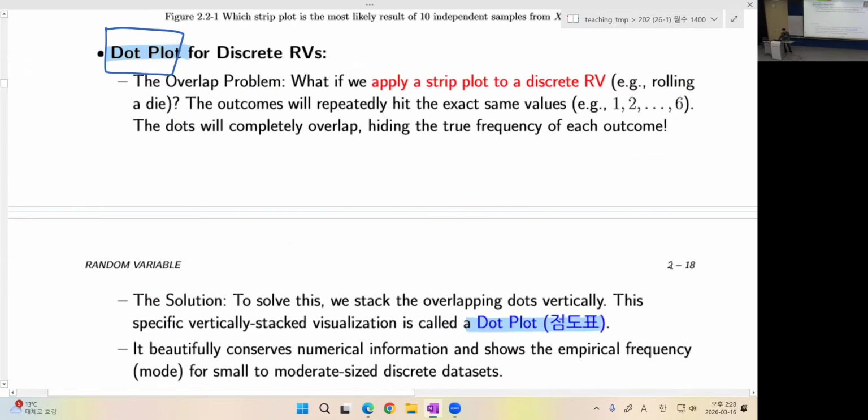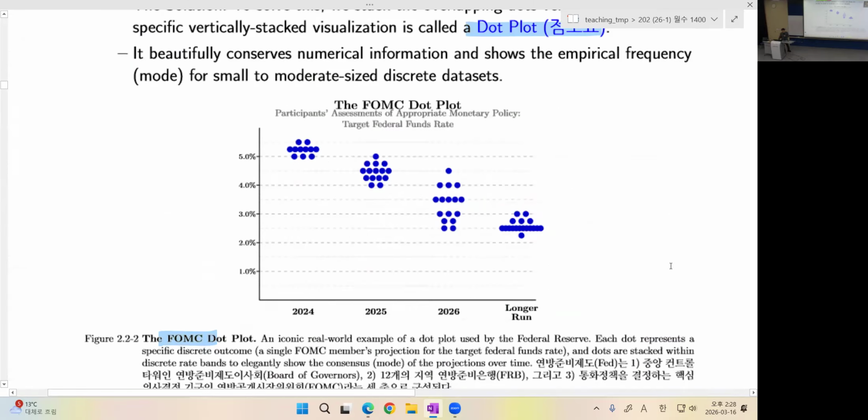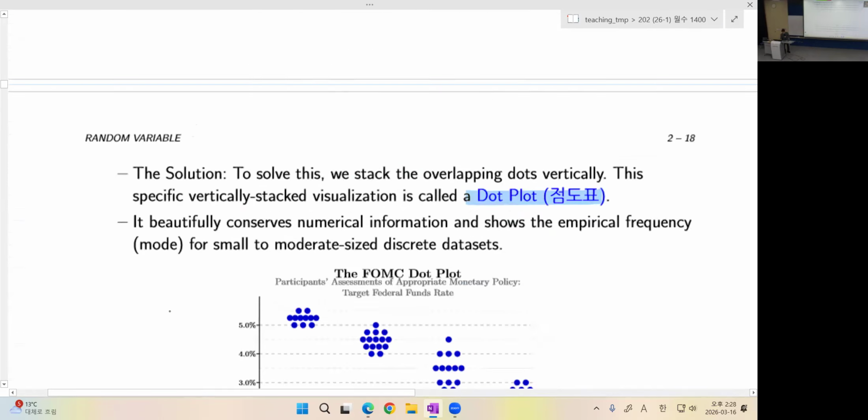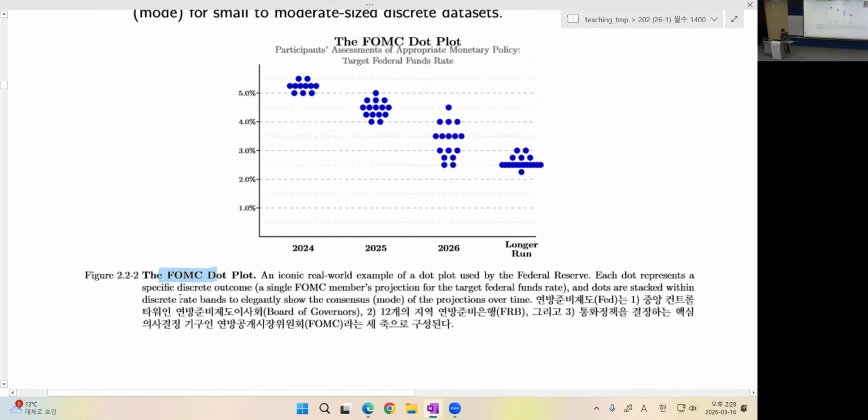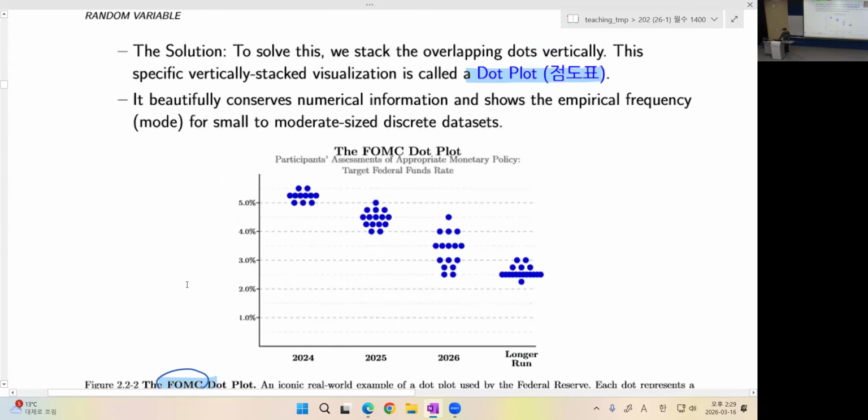And something similar is the so-called dot plot. That is not much used in mathematics or engineering, but interestingly, it is heavily used in economics, like this one. This is the so-called FOMC dot plot. Probably some of you who are interested in investing in stocks may know this one. 연방준비제도 이사회 점도표. This is translated as dot plot.